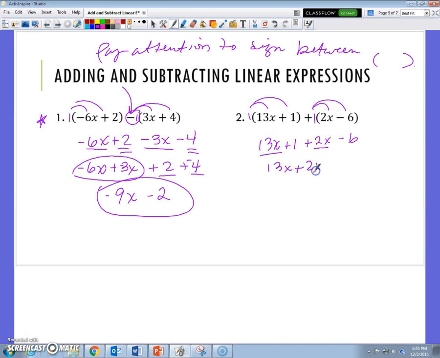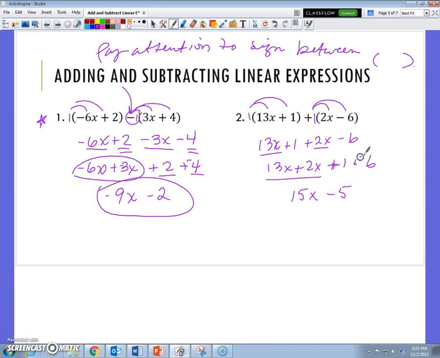I see my 13x and my 2x. Those are like terms. I want to combine those together. Let's put them together using the commutative property. I have a plus 1 and a minus 6. All right, so let's put these guys together. I have a total of 15 x's, and I have a 1 minus 6, so it goes 1 down to get to 0, and then 5 more left after that, so I'm at 15x minus 5.